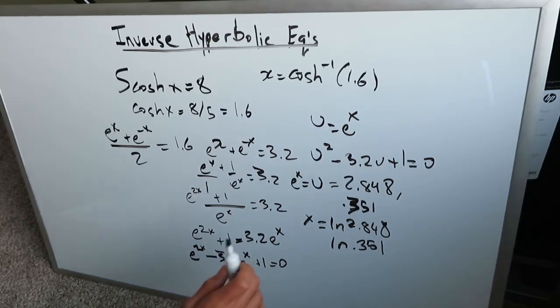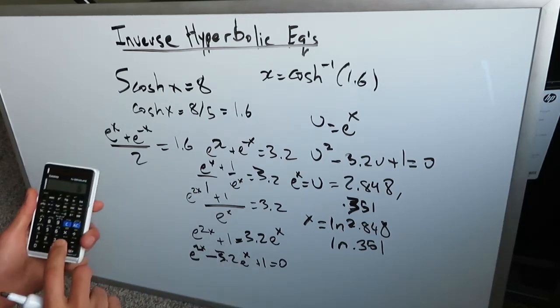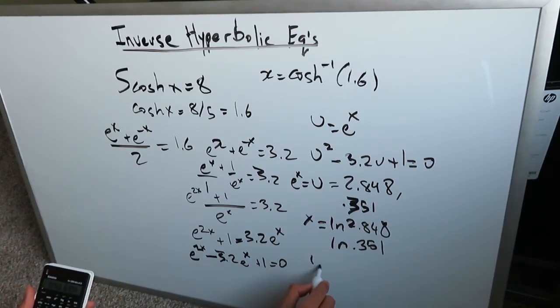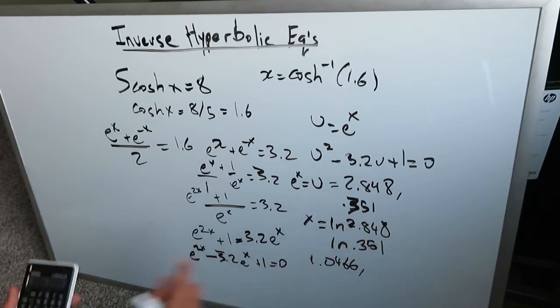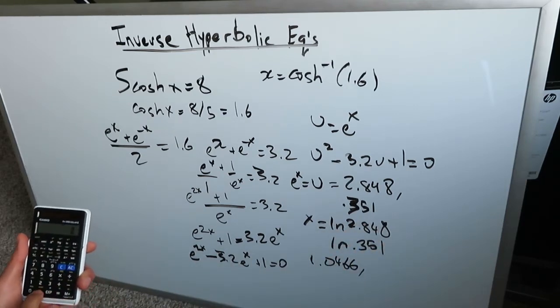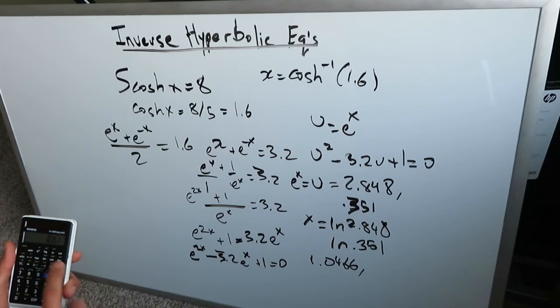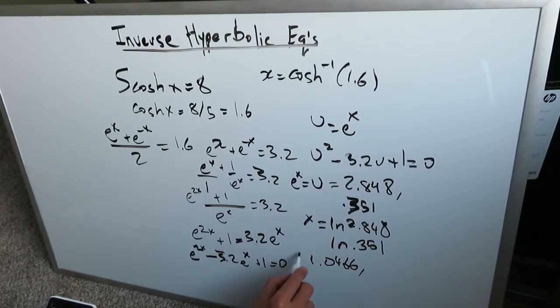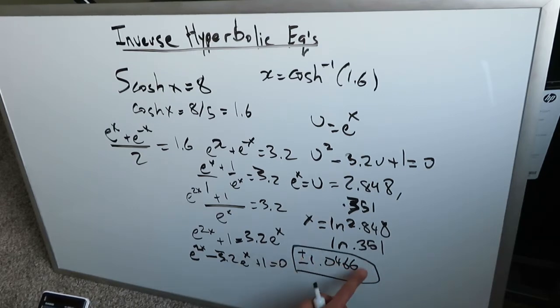Those answers will be, if you bring out your calculator, 2.848 natural log, I get 1.0466. That's my one answer, natural logging the top quantity. 0.351 natural log it, I get a minus 1.0466. So you can say in essence you have two answers, plus and minus 1.0466, or you can round it up. But these appear to be two very good answers for this.